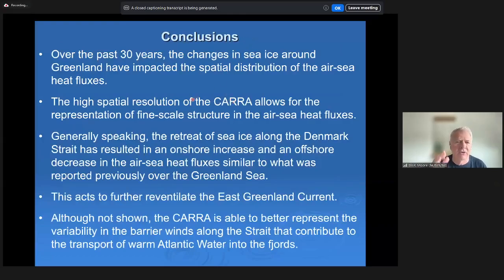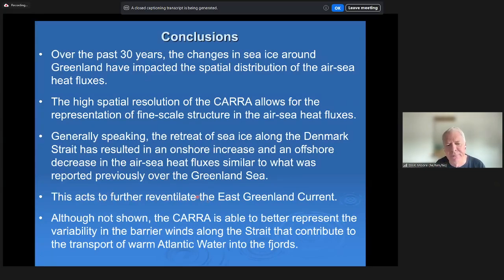So just to conclude then, over the last 30 years, there's been these changes in the sea ice distribution. They impact the air-sea heat fluxes. CARA allows us now to really get a fine scale view of that. So the sea ice retreat in the Denmark Strait has resulted in this onshore increase and an offshore decrease.